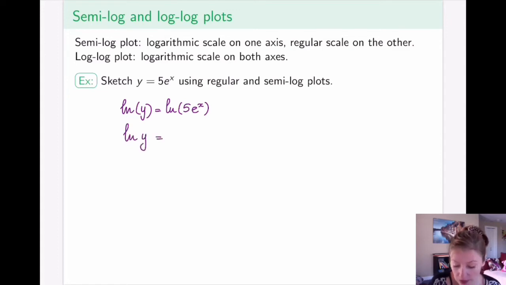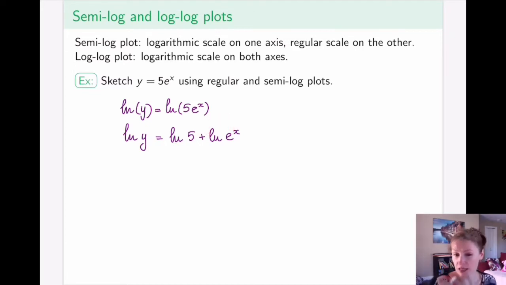But on the right-hand side, I have a product. And from the logarithmic rules, I know that the ln of a product is the sum of ln. So it's ln of 5 plus ln of e to the x. And I can see that I can simplify this a little bit further because now here I have the power of the whole of the inside, and I can bring this power down.